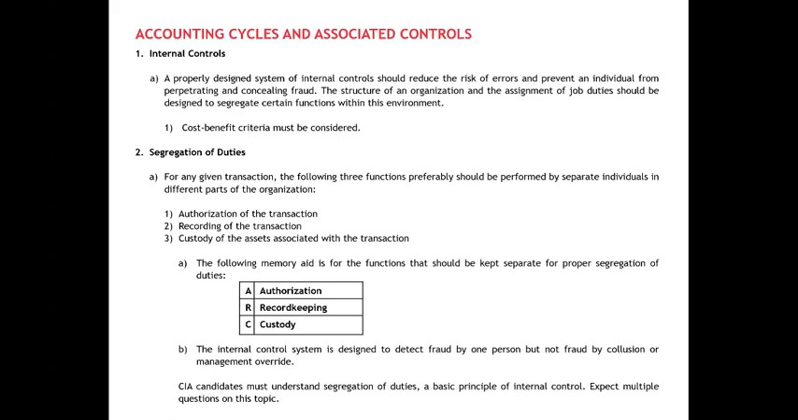The structure of an organization and the assignment of job duty should be designed to segregate certain functions. That's where, of course, subject to cost-benefit analysis, you can't just recommend that every key task be segregated among several employees. You have to look at the cost-benefit of it and what is the loss that could occur, and if the benefit outweighs the cost, only then can you recommend segregation of duties.